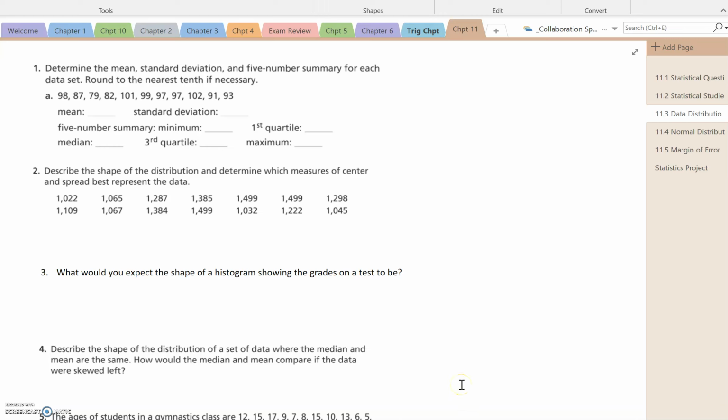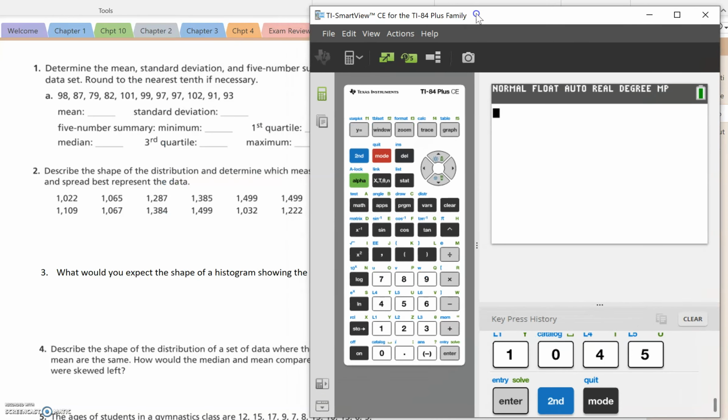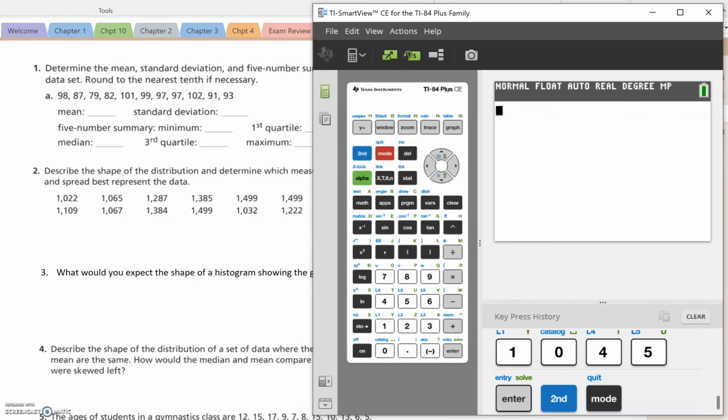Okay, so for our next problem, it says determine the mean, standard deviation, and 5-number summary for each data set, round to the nearest 10th if necessary. Like I said in the last video, I'm going to be using my calculator for this, which is why I already preset up my calculator so you wouldn't have to watch me type in numbers.